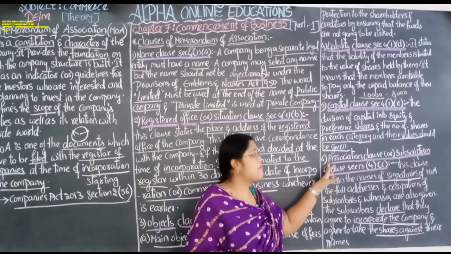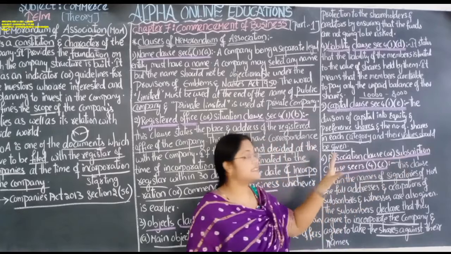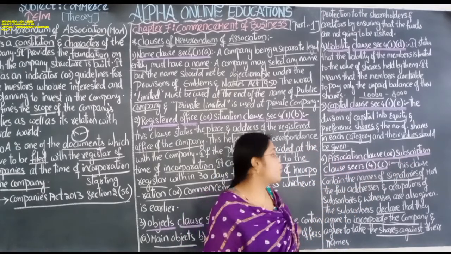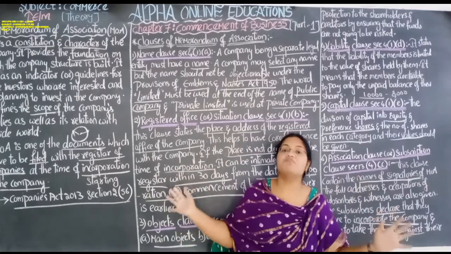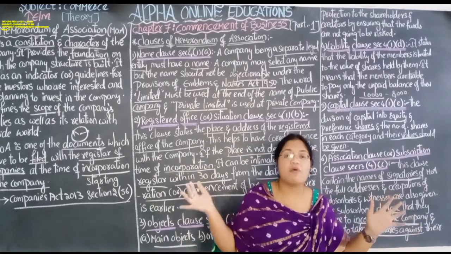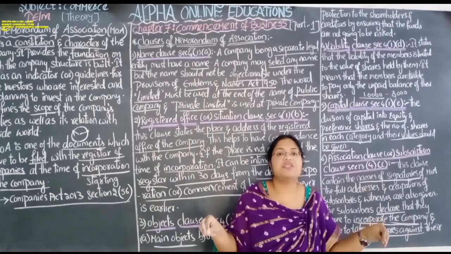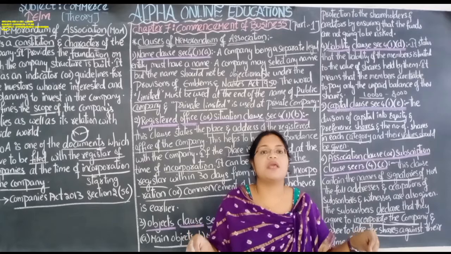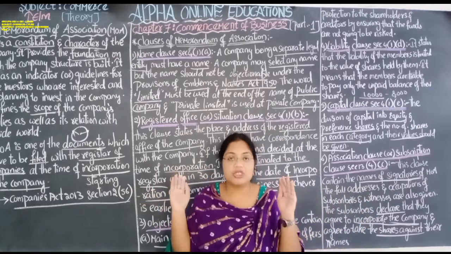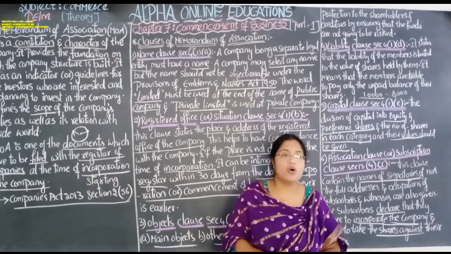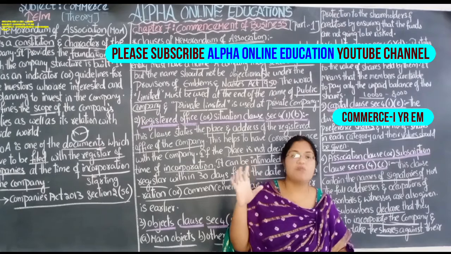So that is the sixth clause, association clause or subscription clause, section 13 subsection 4c. Okay, these are the most important clauses of the memorandum of association. All these clauses are filed with the registrar of the company by the company members. So this is a very important question. Don't leave it, read it, practice it.